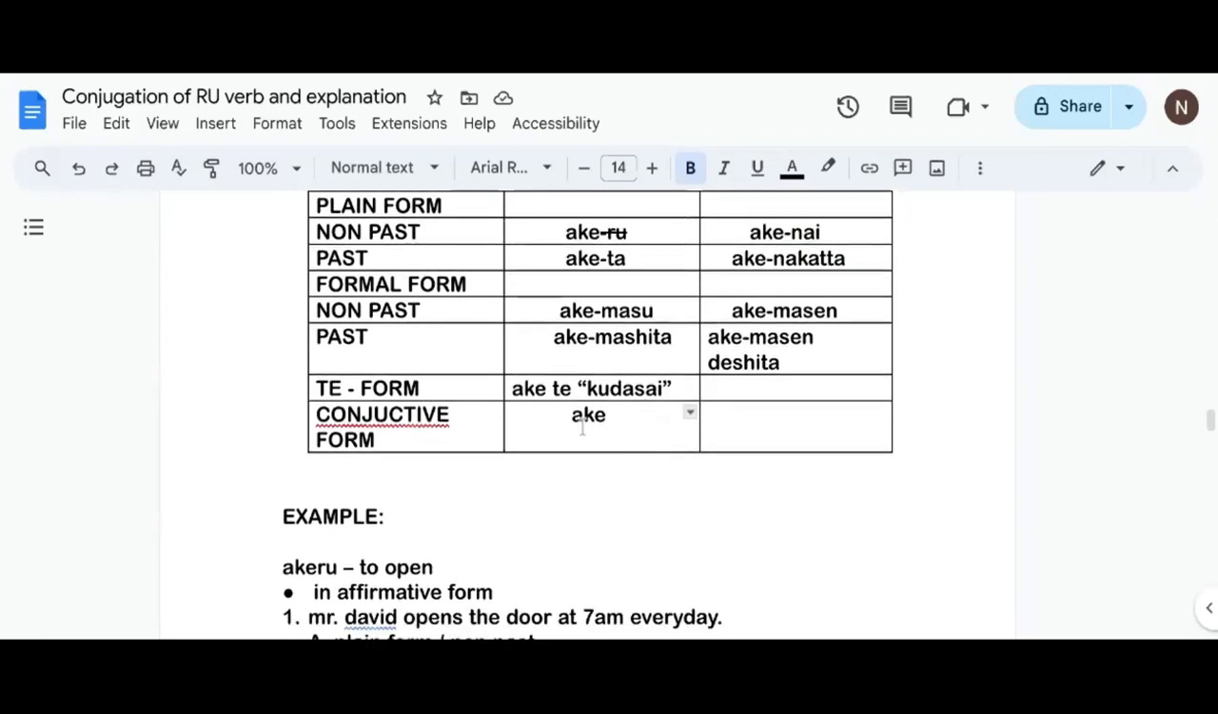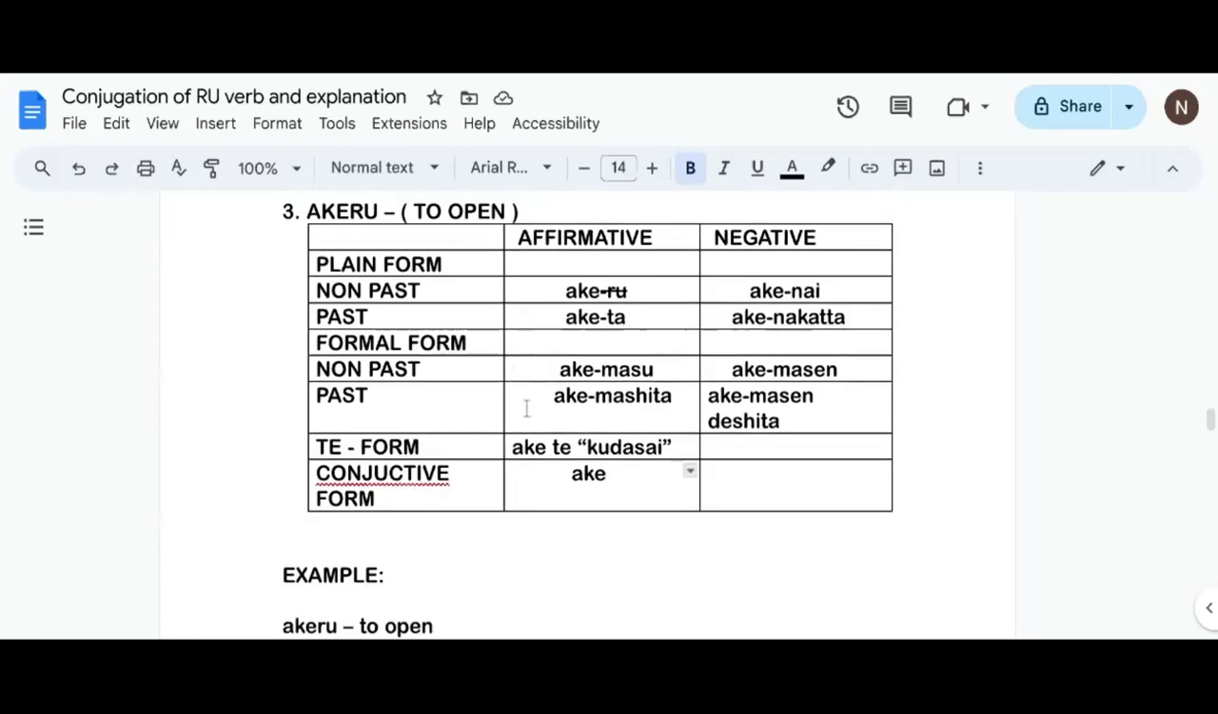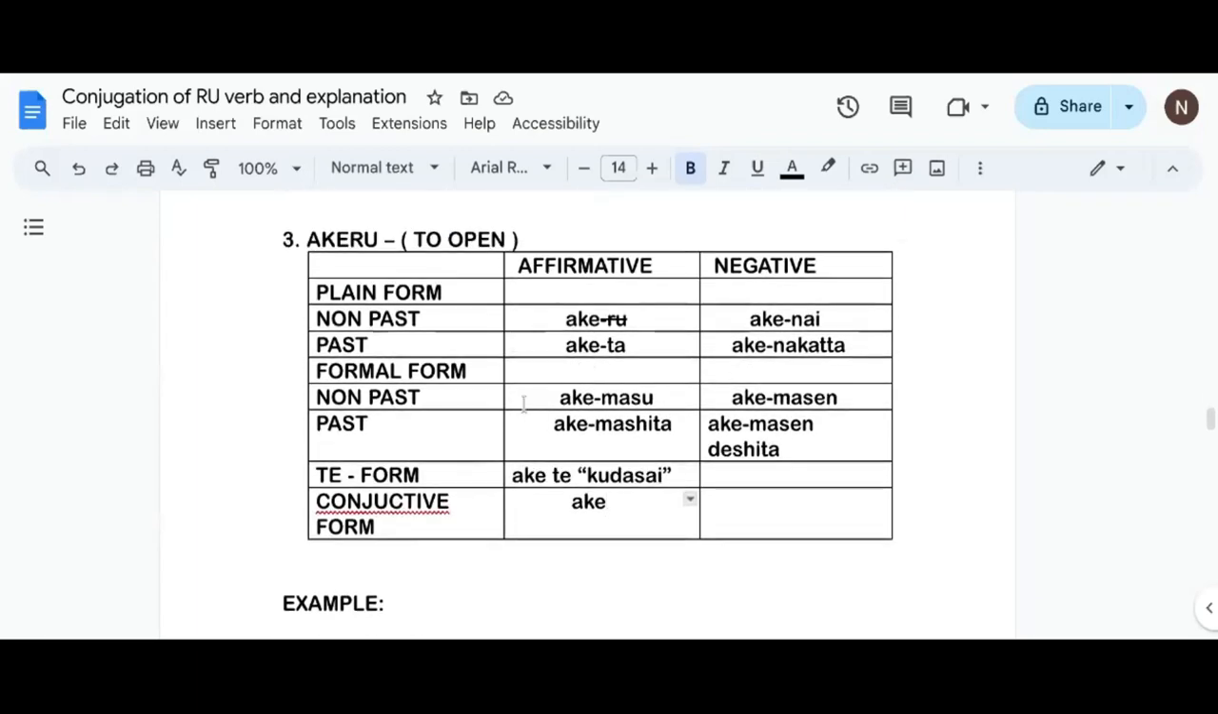Conjunctive form is ake. You drop only the ru and you get the stem. This is now your stem. Okay, because here we can add a lot of other auxiliary verbs. Okay, now let's put this in a sentence. The akeru, to open.